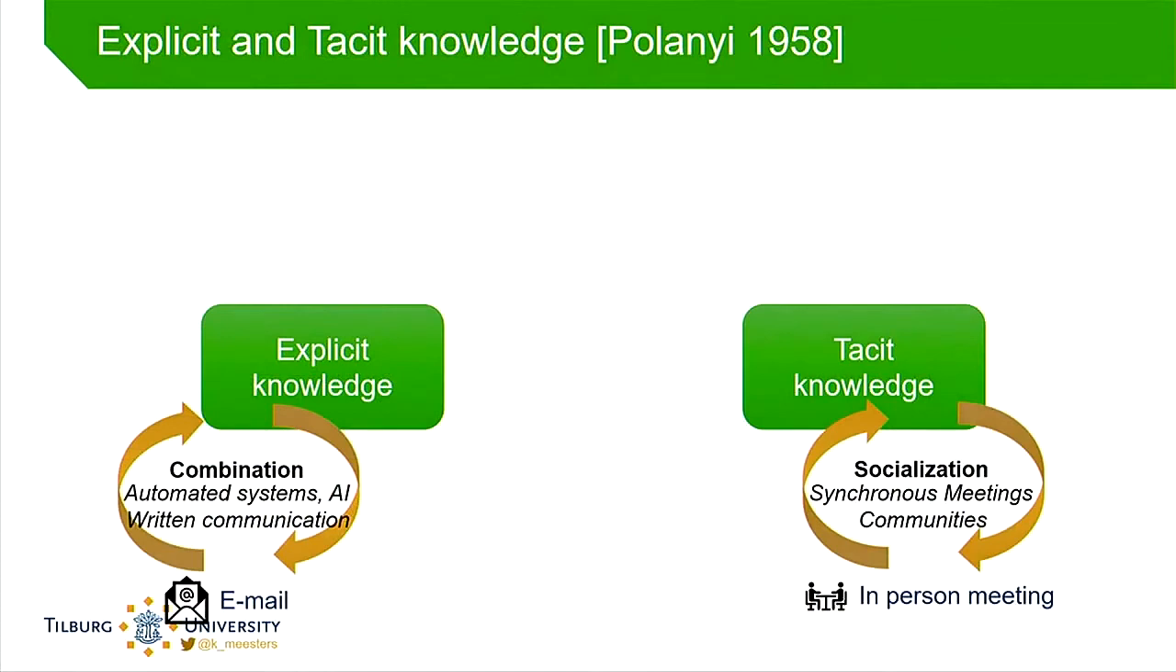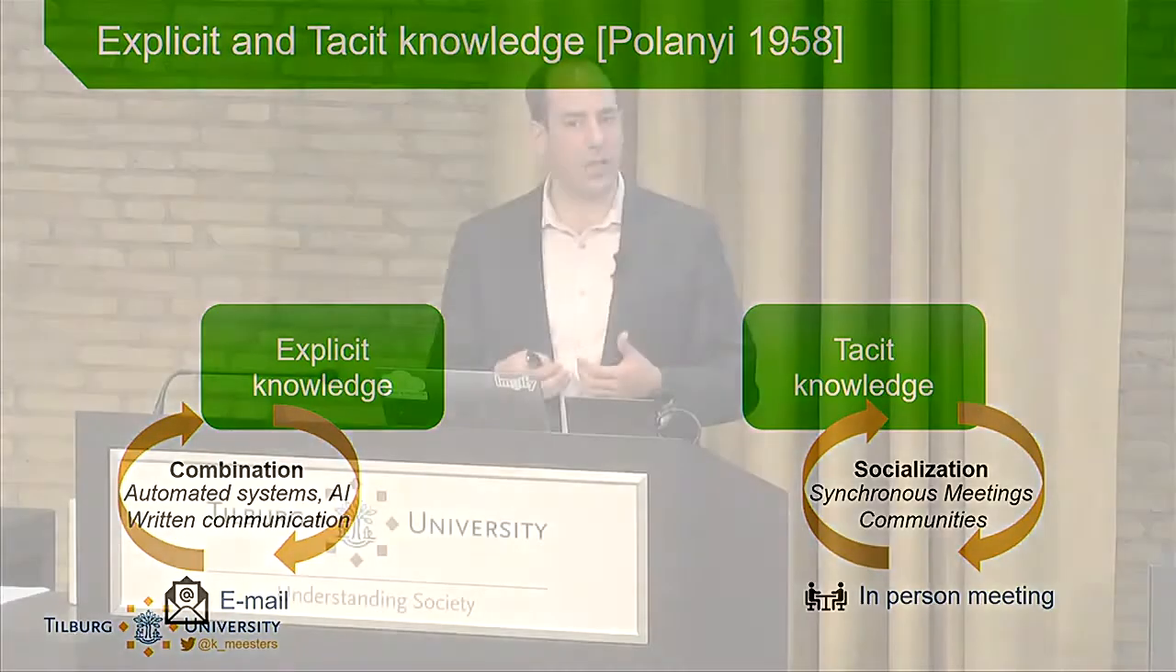Tacit knowledge is a bit harder. It usually happens in social interactions, and that's why we call it socialization. It's when people meet face-to-face, when you have communities where people transfer values, transfer insights and knowledge. Something that's hard to capture. I mean, you can record a video like this, but it's still not the same as being in person discussing specific subjects. It's still, this is quite passive.